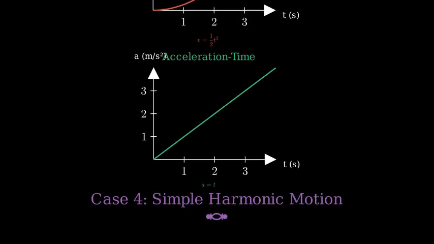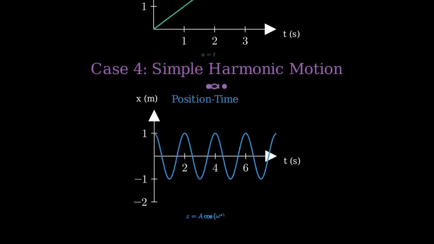This is a special type of oscillatory motion where the acceleration is proportional to displacement but in the opposite direction. Think of a mass on a spring or a pendulum. Let's look at the graphs for simple harmonic motion. In the position-time graph, simple harmonic motion appears as a sine or cosine wave, showing the periodic oscillation of the object.